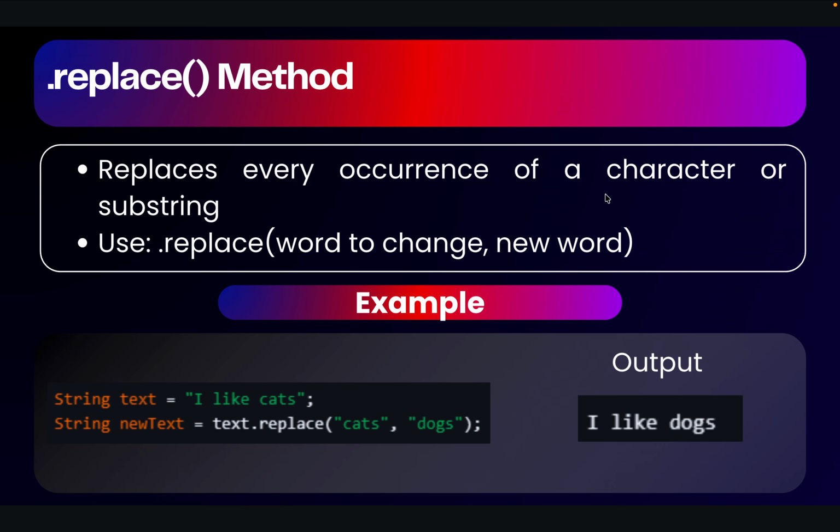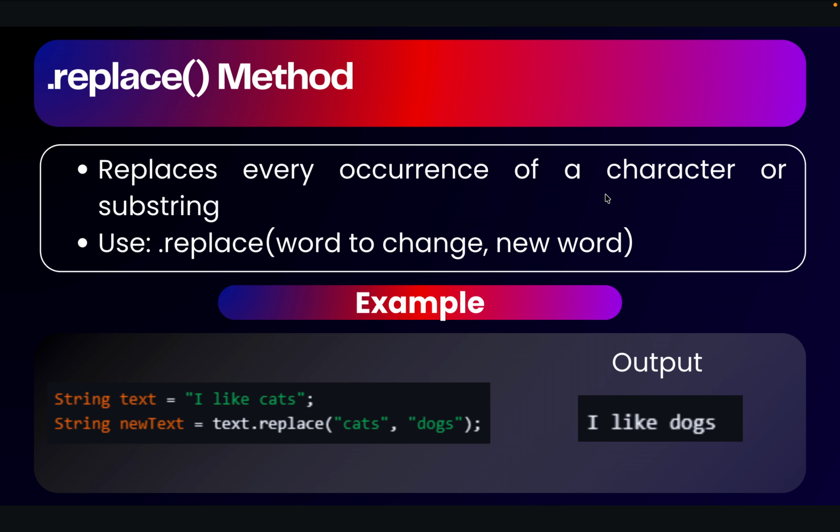Another method you can use is dot replace. This one is going to be used if you want to replace a character or a substring in a string. So how do you use it? First, you would use the dot replace method, and it's going to take in two data points. The first one is going to be the word that needs to change. The second one is going to be the new word that it will be changed to. And this is separated by a comma.